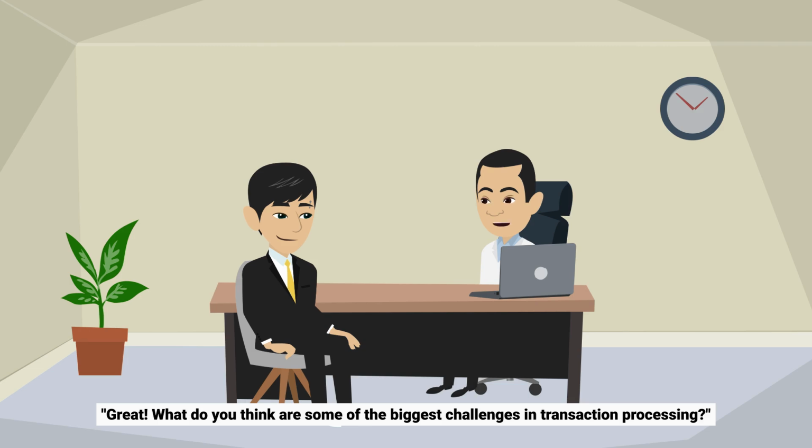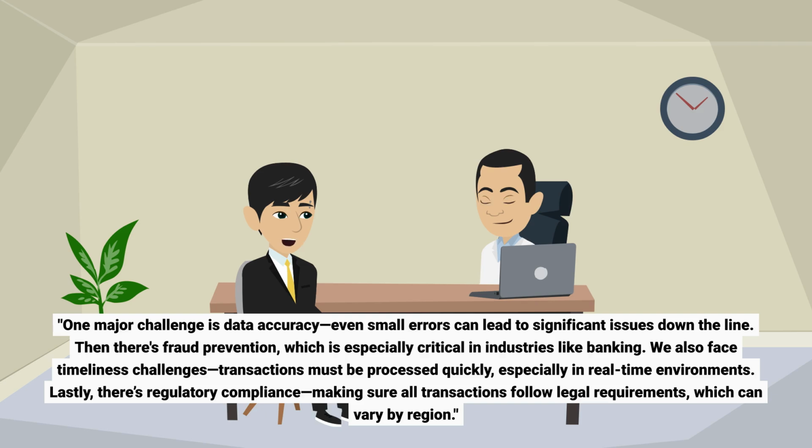Great. What do you think are some of the biggest challenges in transaction processing? One major challenge is data accuracy. Even small errors can lead to significant issues down the line. Then there's fraud prevention, which is especially critical in industries like banking. We also face timeliness challenges. Transactions must be processed quickly, especially in real-time environments. Lastly, there's regulatory compliance, making sure all transactions follow legal requirements, which can vary by region.